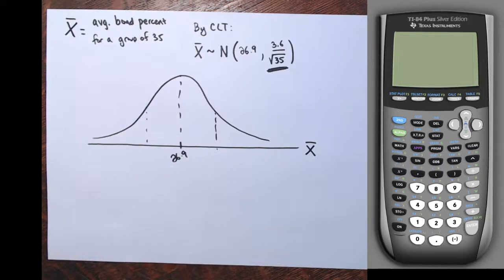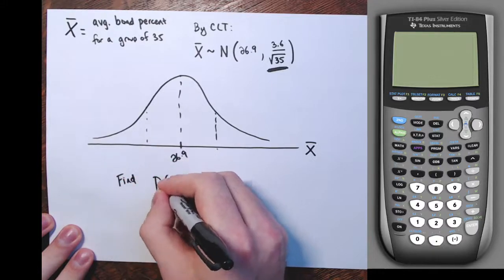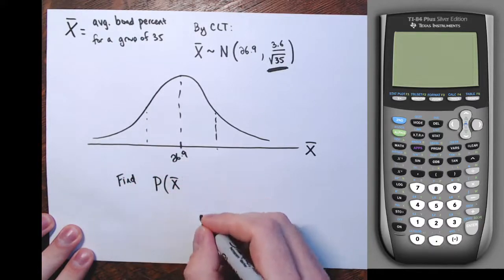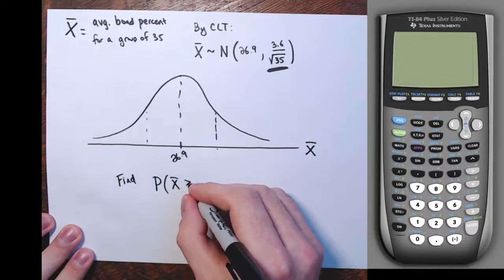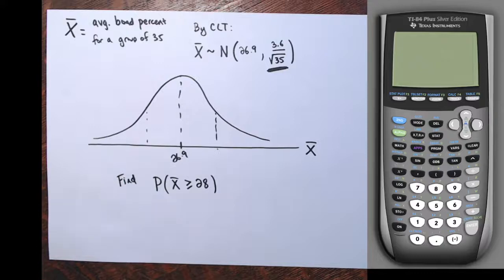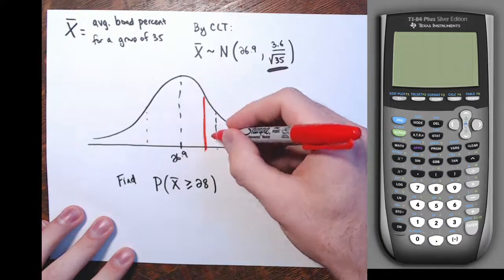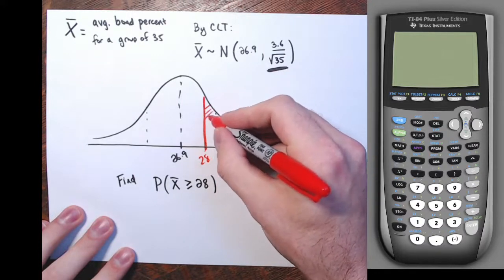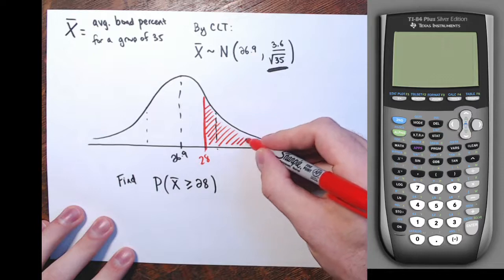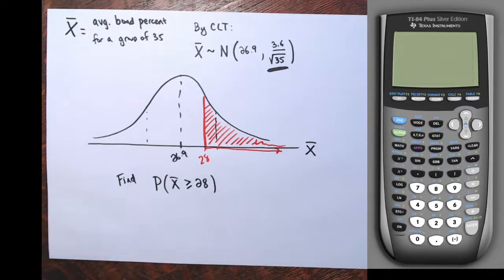Now, we are given the value. They say, find the probability. Right, they want us to find the probability that this mean bond percent, this X bar, is greater than or equal to 28. So let me draw a picture of that. Now 28 is going to be somewhere over here. I don't know if it's beyond the inflection point, so bear with me here. There's 28, and we want at least 28, so 28 or greater. And we're talking this entire area to the right. So you can definitely see it's a right tail probability.